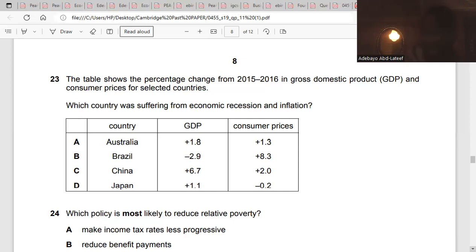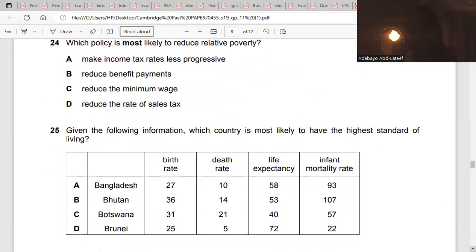24. Which policies most likely reduce relative poverty? What is relative poverty? Relative poverty means that some groups of people have fewer goods, fewer incomes, fewer services than others within an economy. But absolute poverty means people cannot afford the basic needs like food, clothing, and shelter, and they cannot even afford to spend $1.5 in a day. That's absolute poverty, according to the United Nations.